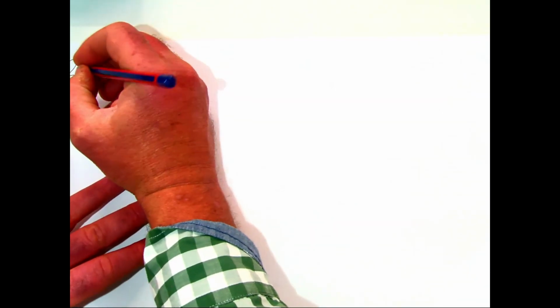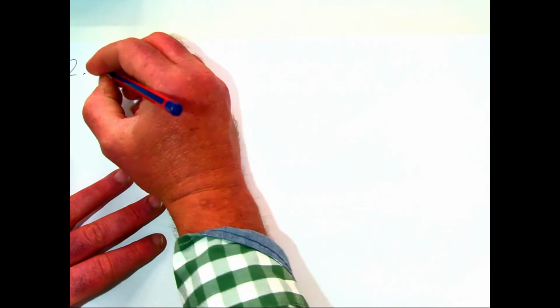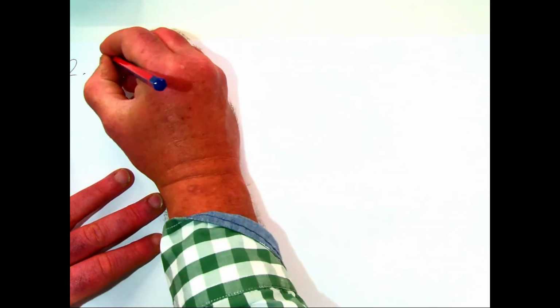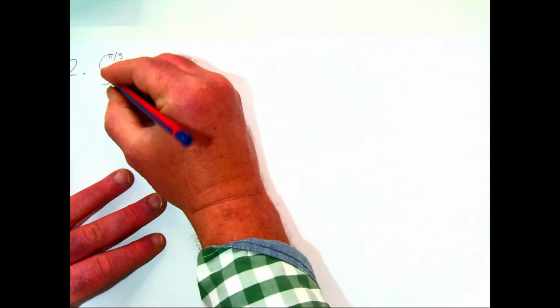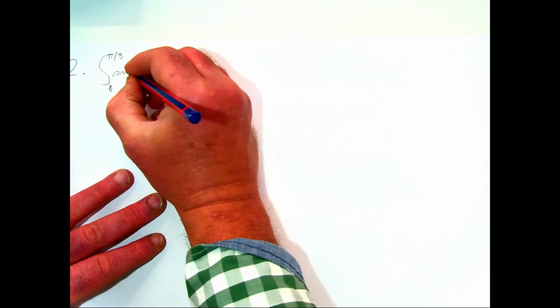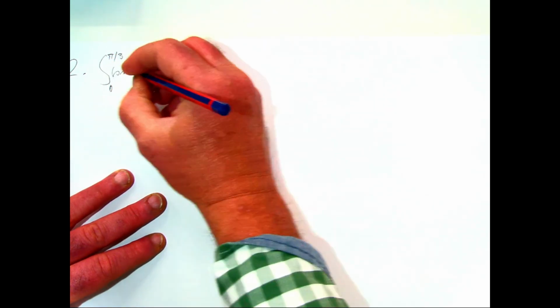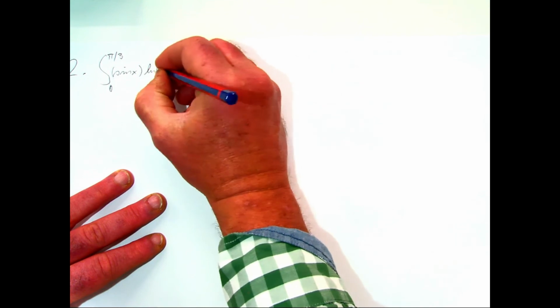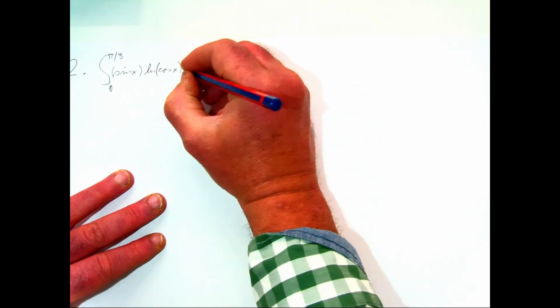How would we integrate something like this? A definite integral from 0 to pi over 3 of sine x ln of cos x dx.